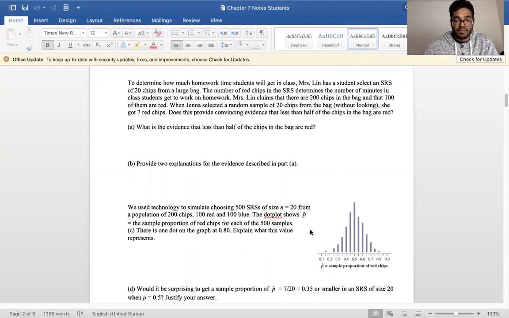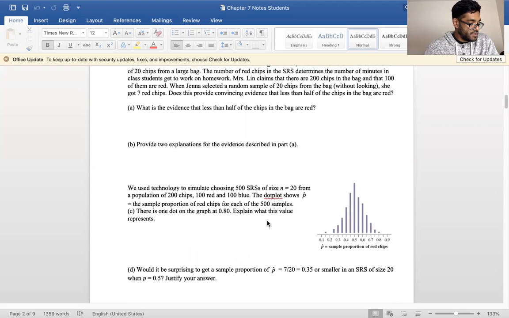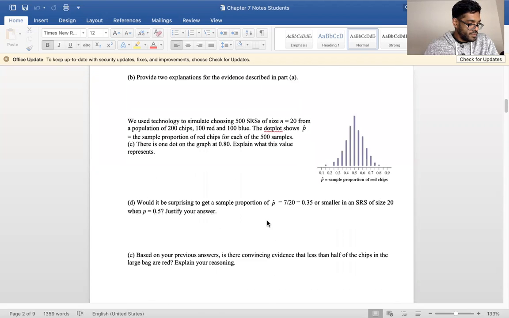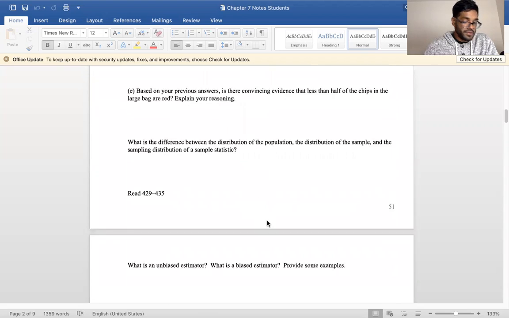Okay. I'm going to skip this problem. This one that we can do in class. I'm going to skip down to the bottom of this one.